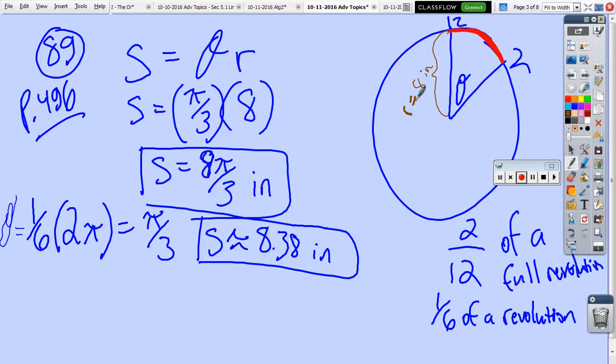So theta is pi over 3 because of what I discussed about understanding 1 full revolution is 2 pi radians, half of a revolution is pi radians. For us, 2/12 of 2 pi is pi over 3 radians.